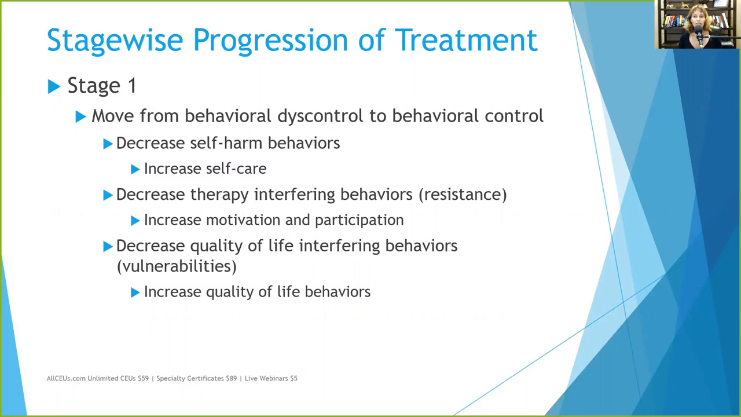We want to increase the quality of life behaviors and decrease quality of life interfering behaviors. So if they're engaging in addictions, if they're not sleeping, if they're chain smoking, and again, when we look at the priority list, my main focus at first is going to be on self-harm. I don't want them to be engaging in those behaviors. And then we're going to start looking at the other things that create vulnerabilities that make them more likely to be unhappy or to be reactive in situations that would make them unhappy.